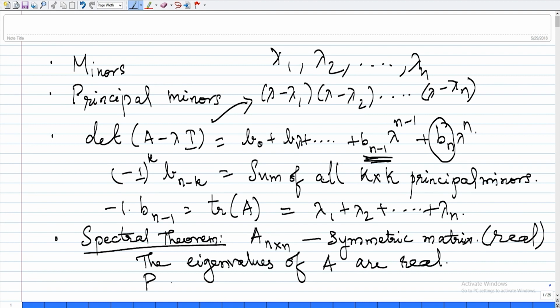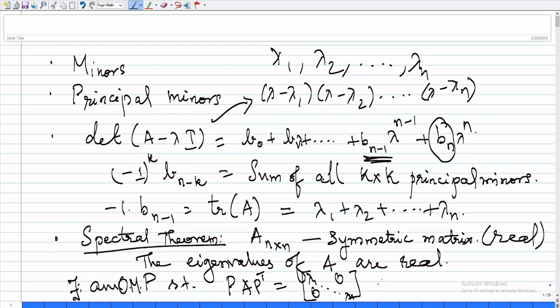So, there exists an orthogonal matrix P such that P A P transpose, as she said, an orthogonal matrix has inverse P transpose itself. So, P A P transpose is nothing but a diagonal matrix where the diagonal entries are the eigenvalues, right. So, this is your simplified version of the spectral theorem.